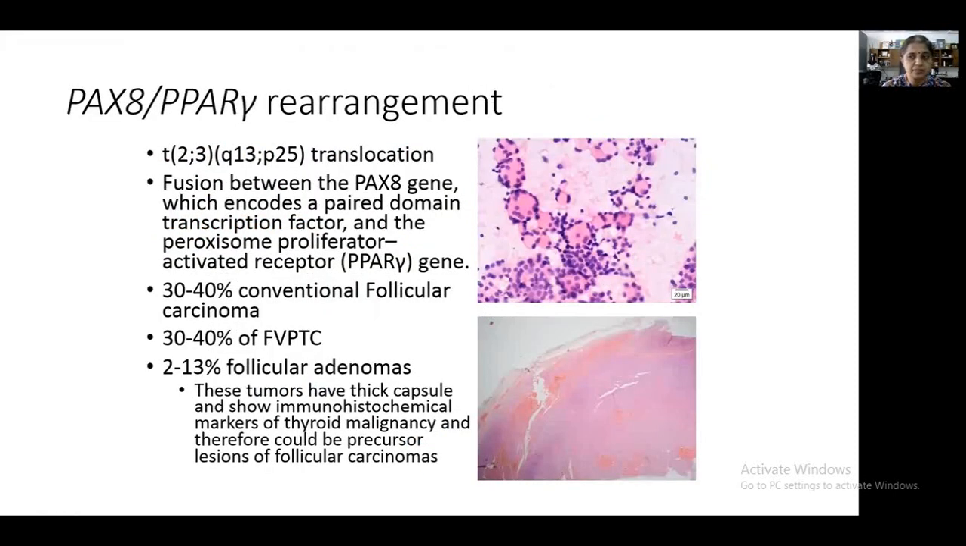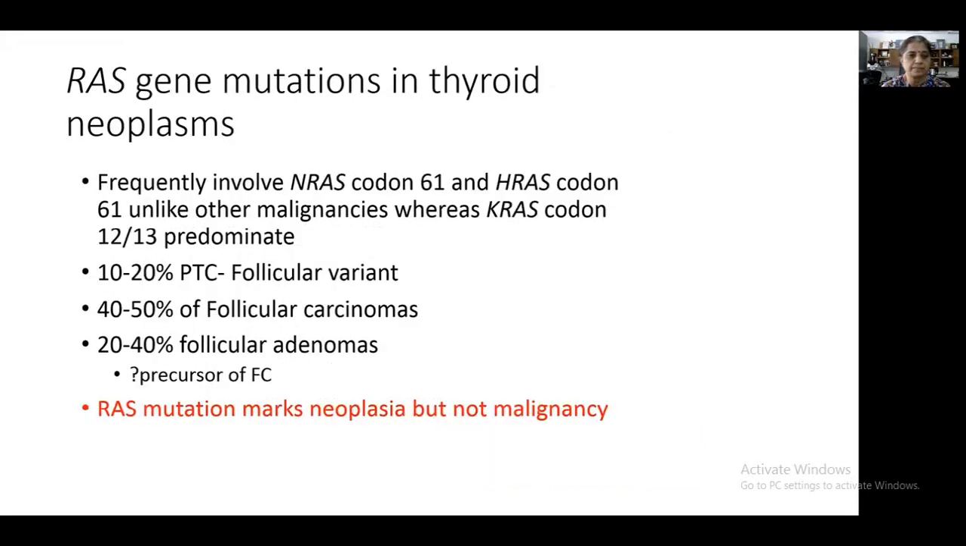PAX8-PPAR gamma rearrangement is another, which is associated with PTC, and it's also seen in 30 to 40% of conventional FC, 30 to 40% of FVPTC, and in a small proportion of follicular adenomas.